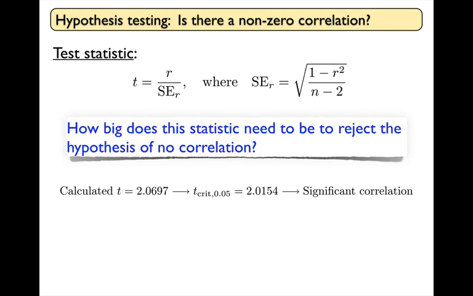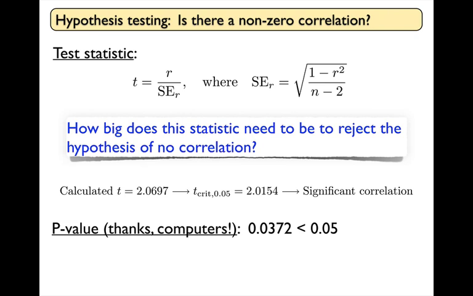Here's our calculated t, and there's our critical value. They're really quite close. So you would still say that there is a statistically significant correlation between them. In other words, you have evidence that it's a non-zero correlation. The p-value is 0.0372, not that far from 0.05.